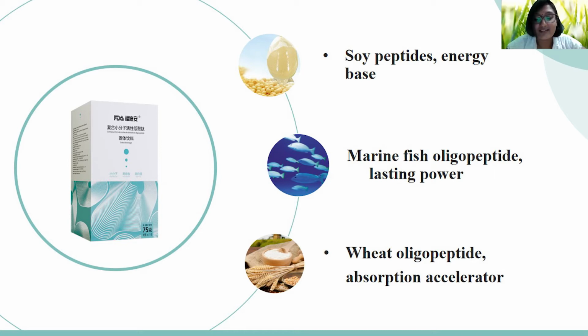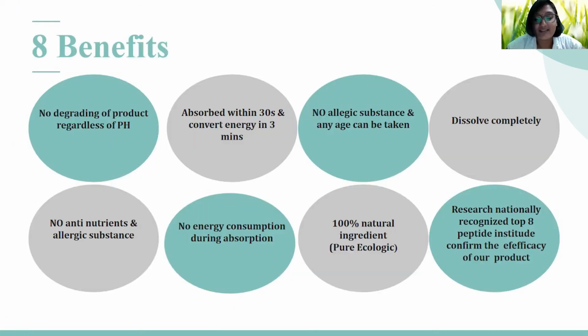Fish will help us to synthesize collagen, as I told you earlier, and repairs tissue. It also promotes absorption, right? Wheat will help us to reduce blood pressure and adjust gastrointestinal function. Not only that, it also regulates nerves and blood sugar level to improve the symptoms of diabetes. Okay, let us look at the main 8 benefits of our peptide.